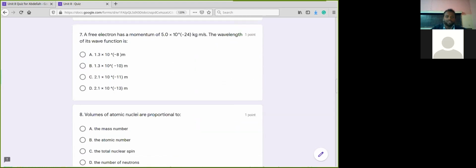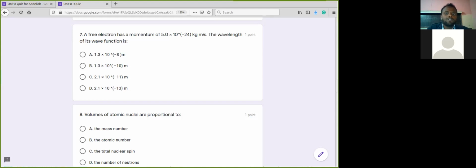Let's see question number 7. A free electron has a momentum of 5.0 times 10 to the power of minus 24 kilogram meter per second. The wavelength of its wave function is A, 1.3 times 10 to the power of minus 8 meter, B, 1.3 times 10 to the power of minus 10 meter, C, 2.1 times 10 to the power of minus 11 meter, D, 2.1 times 10 to the power of minus 13 meter.